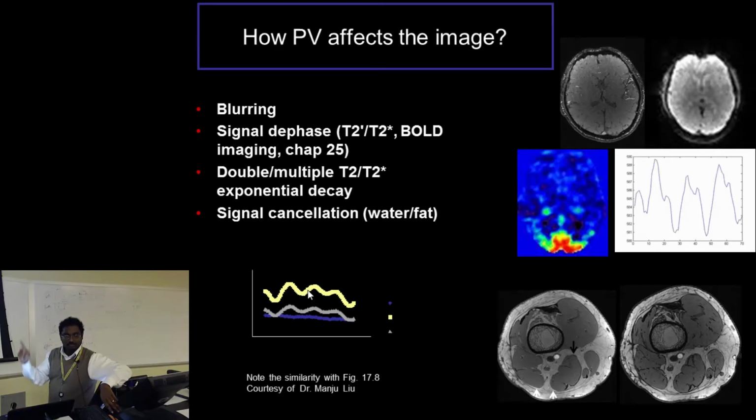I think you will see this example in the next class illustrated much better. Okay. So partial voluming, of course, this is a problem because it used to be a problem, and in fact today you use this information to actually find out the water fraction and fat fraction in a given voxel.